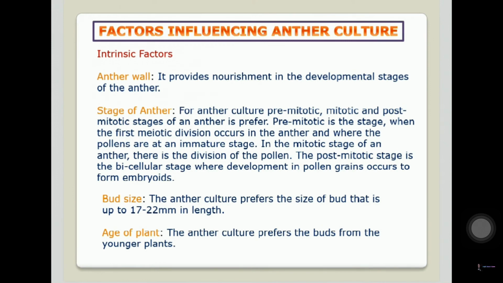Then the stage of the anther. There are three stages: pre-meiotic, meiotic, and post-meiotic. The pre-meiotic is the stage when the first meiotic division occurs in the anther and the pollens are at an immature stage. In the second stage there is division of the pollen, and in the third stage development occurs in the pollen grains to form the embryos. Then bud size, here it is 17 to 22 mm in length, and age of the plants, where younger plants are preferred.